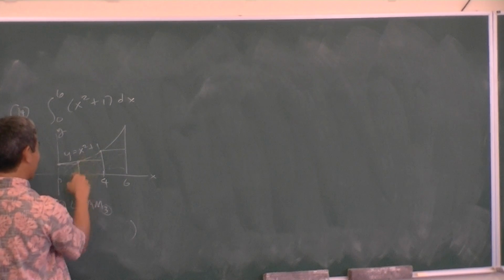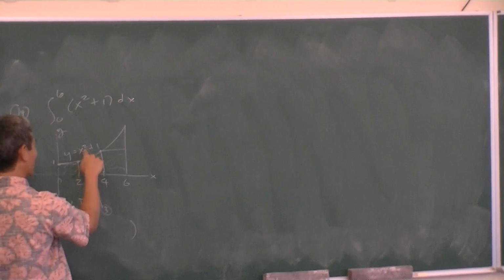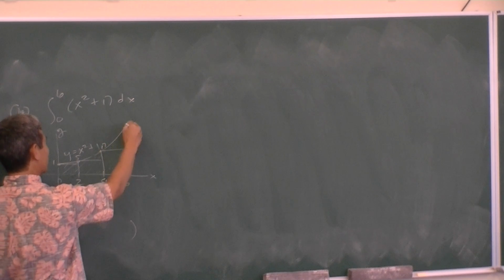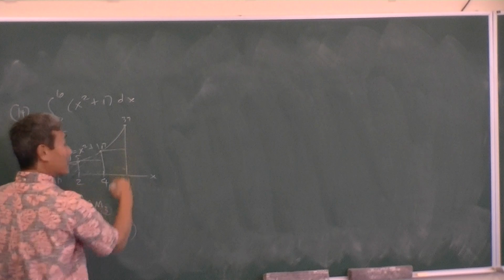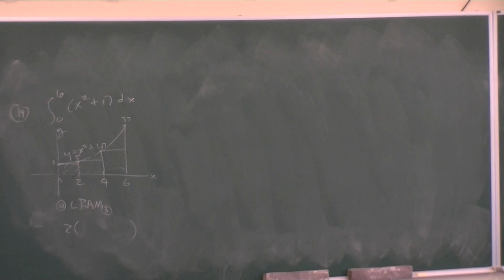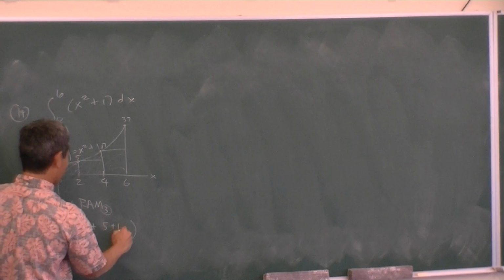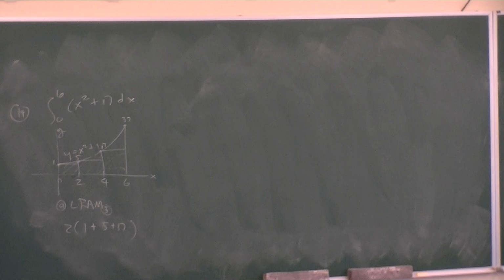If I plug in 0, you get 1. Plug in 2, 5. Plug in 4, 17. And plug in 6, just for fun. You might need it for the right endpoint one too. Let's just put them all in right now. So using the left endpoint, the height is 1 plus 5 plus 17. And can I leave my answer like that? Yes. That's full credit.